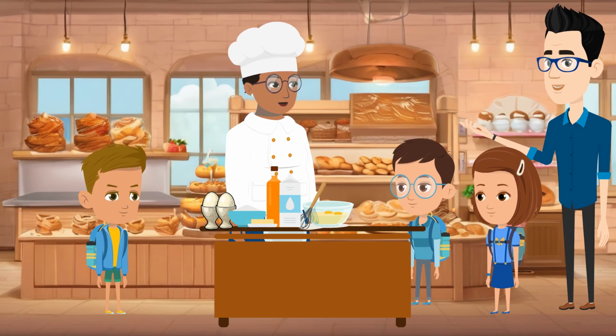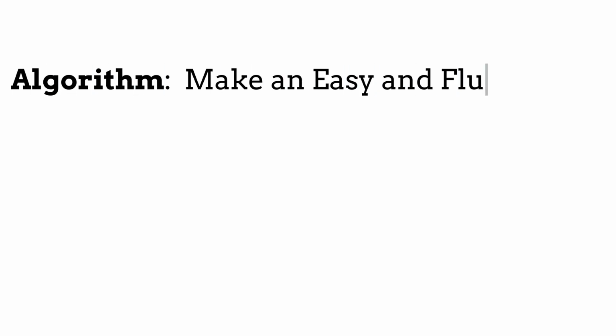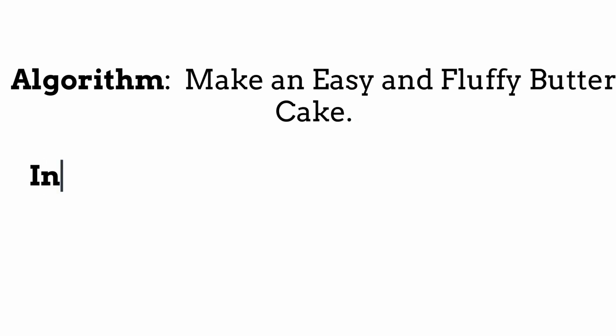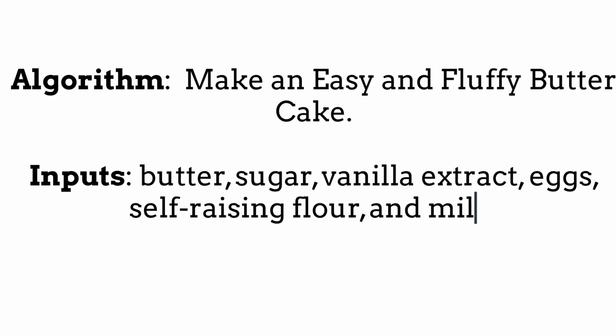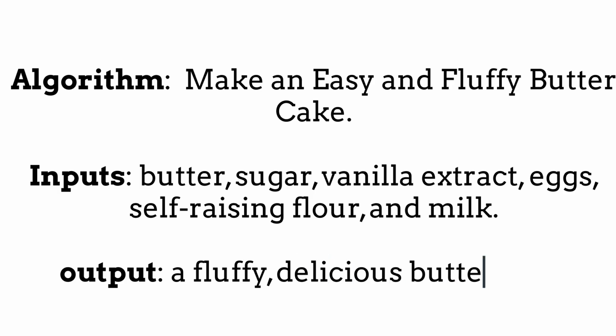So, what is an algorithm? It's a step-by-step sequence of instructions that transforms input into output, right? In this example, our algorithm is make an easy and fluffy butter cake. Our inputs are butter, sugar, vanilla extract, eggs, self-raising flour, and milk. Our output is a fluffy, delicious butter cake.